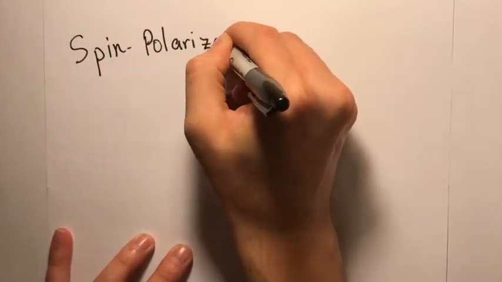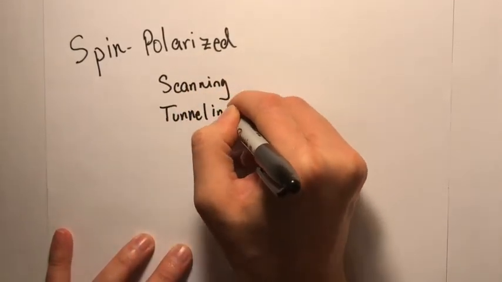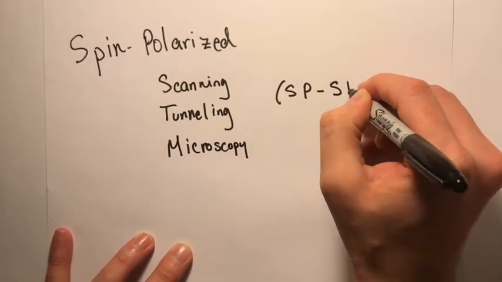Hi. Today we're going to talk about spin polarized scanning tunneling microscopy, a nanoimaging technique that allows us to image magnetic domains.